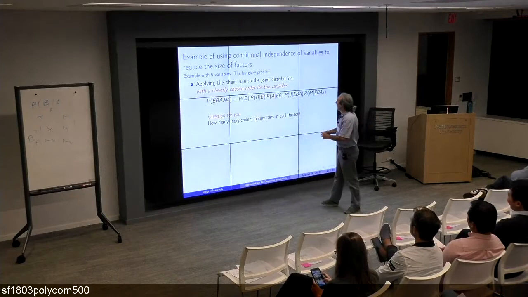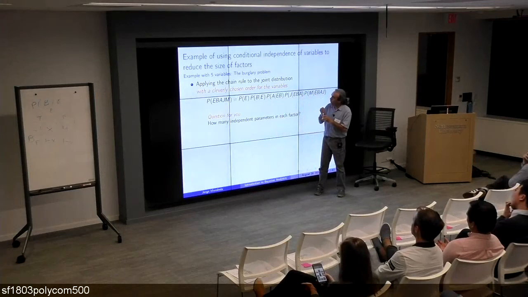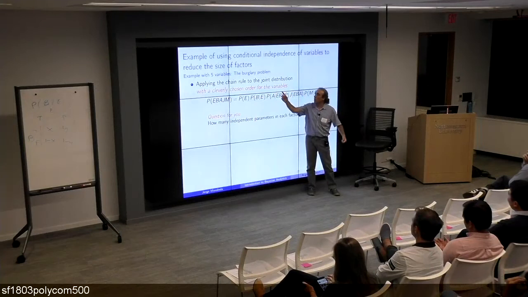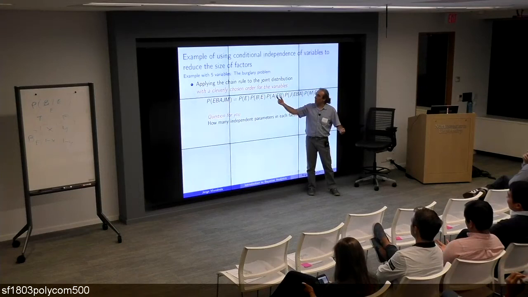Basically, I need, for every possible case of evidence, to answer this question. If there is an earthquake and there is a burglary, is there an alarm, yes or no? That's one number. If there is an earthquake and there is no burglary, is there an alarm, yes or no? That's another number. If there is no earthquake but there is a burglary, is there an alarm, yes or no? That's a third number. If there is neither of them, is there an alarm, yes or no? That's a fourth number. So for every combination of these, I need one of these.